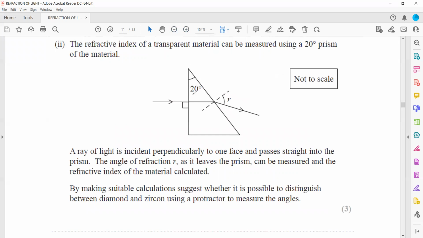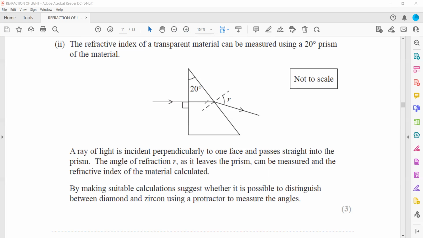Look, this is a 90-degree prism, so this is 20, and this will be 90. Because the total angle is 180, this is 20 and 90, so what will remain? 110 subtracted from 180. So this is 70. This is 70. The angle of incidence will be 20.